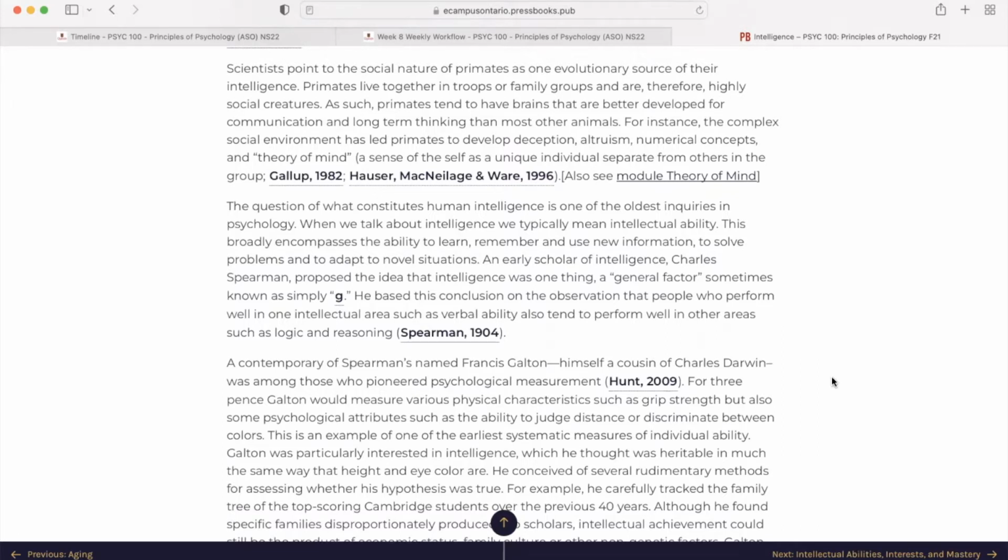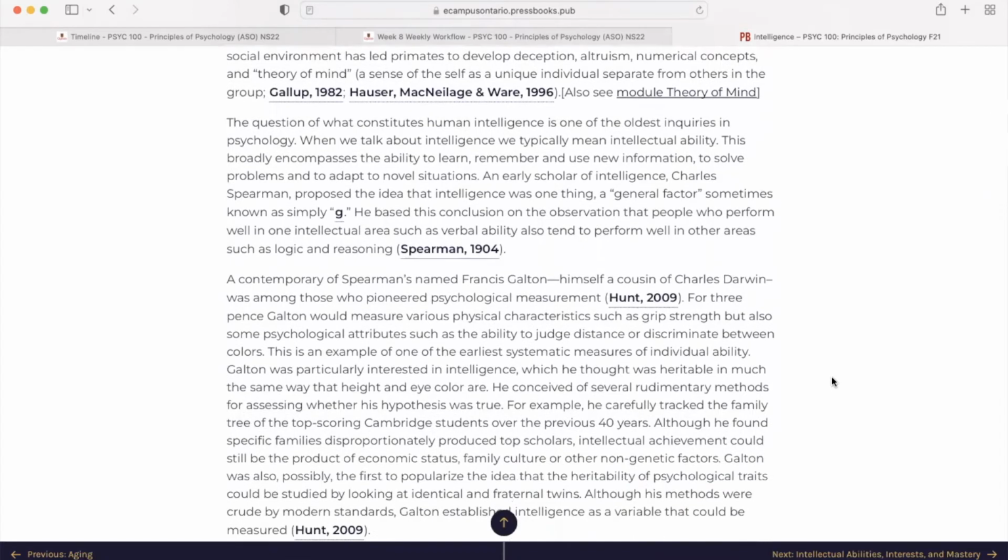The question of what constitutes human intelligence is one of the oldest inquiries in psychology. When we talk about intelligence, we typically mean intellectual ability. This broadly encompasses the ability to learn, remember, and use information, to solve problems, and to adapt to novel situations.